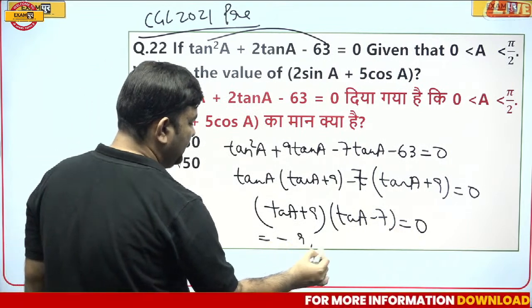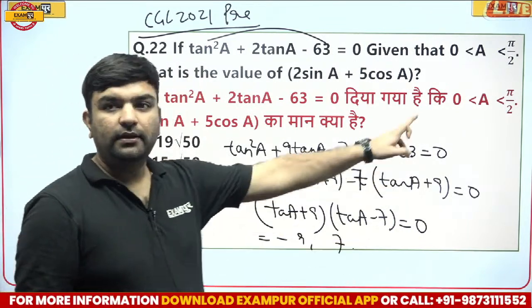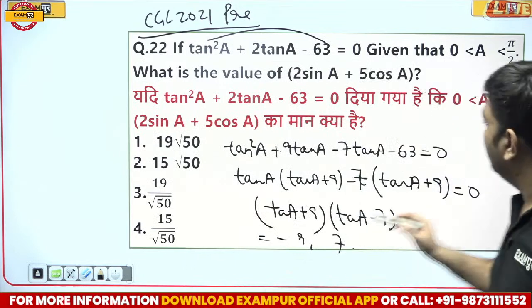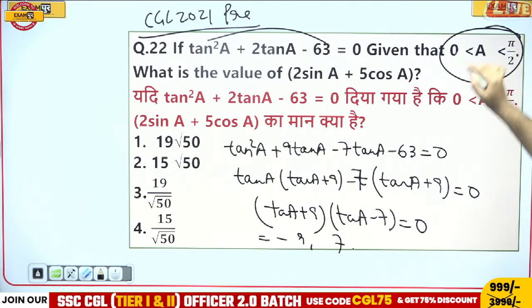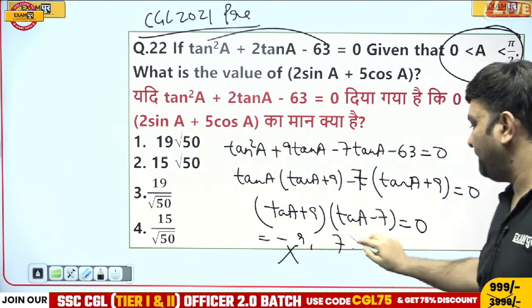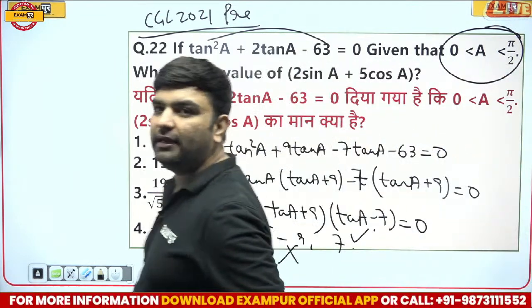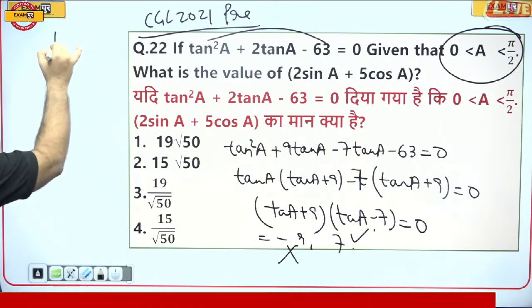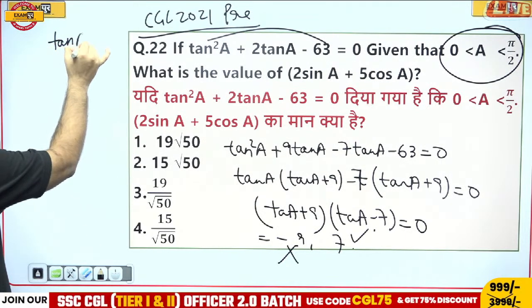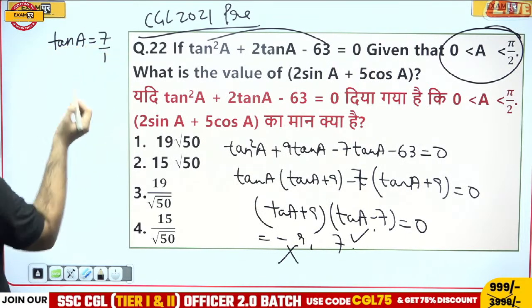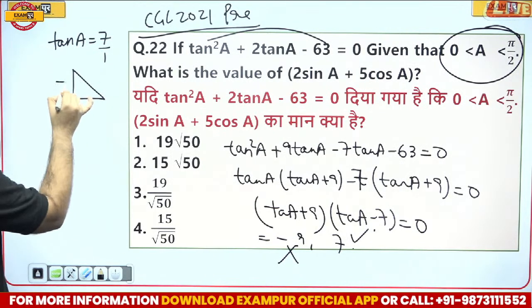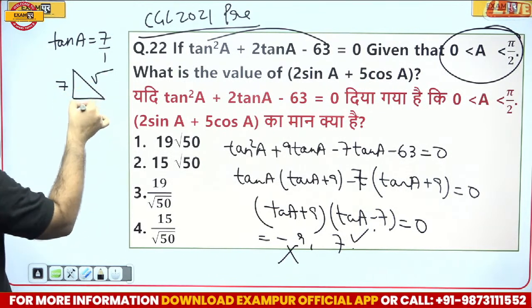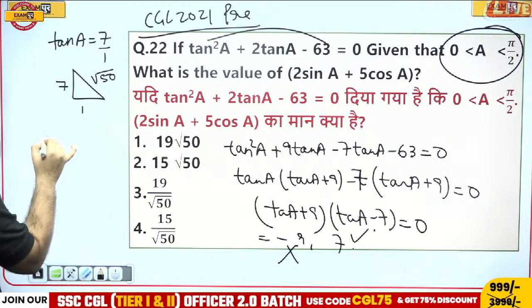Here it is minus 9, here it is 7. This is the first quadrant, and in the first quadrant, tan is positive. So the possible value is tan A equal to 7 upon 1. Perpendicular is 7, base is 1, hypotenuse is root of 7 square plus 1 square, root 50.